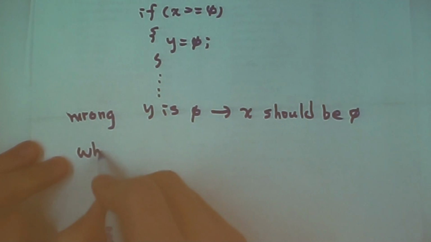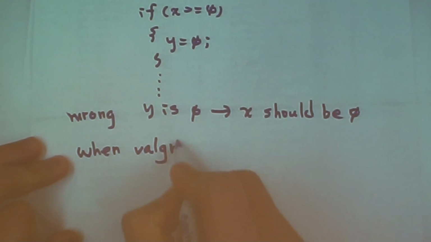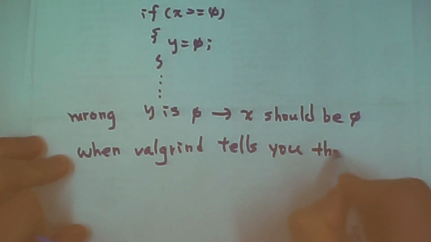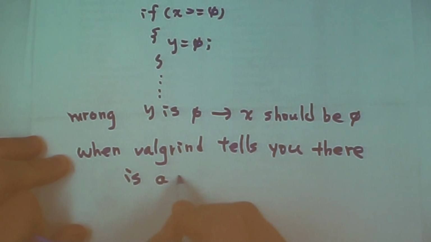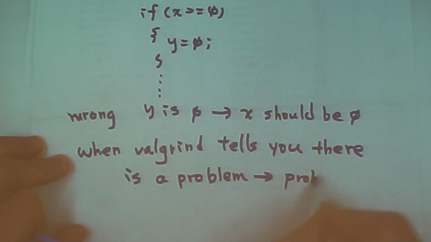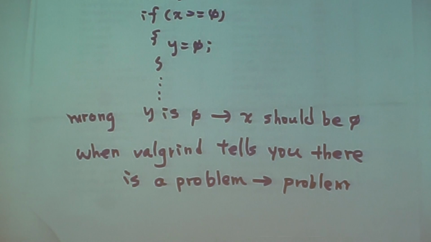When Velcro tells you there's a problem, then there's a problem. When Velcro doesn't tell you there's a problem, there may or may not be a problem. Maybe it doesn't detect. When there's a problem, Velcro may or may not tell you there's a problem. So, how to deal with this?